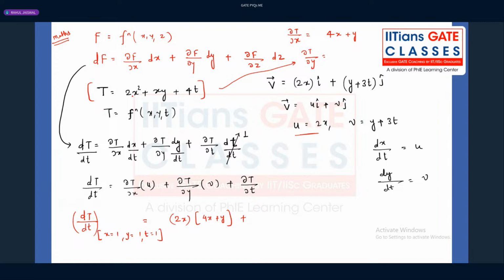So again, we are differentiating. So 2x squared, there is no y term, so it will be 0 plus. Again, if we try to differentiate by taking x as a constant, then you are going to get what? x plus 0. So finally, you are going to get x.